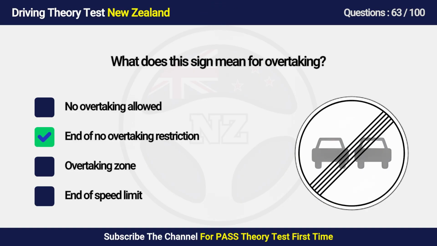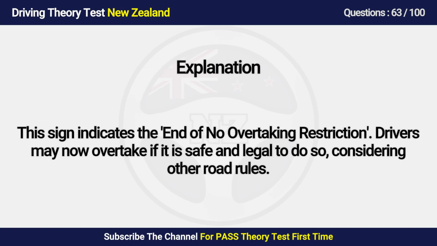Answer is B. End of no overtaking restriction. This sign indicates the end of no overtaking restriction. Drivers may now overtake if it is safe and legal to do so, considering other road rules.